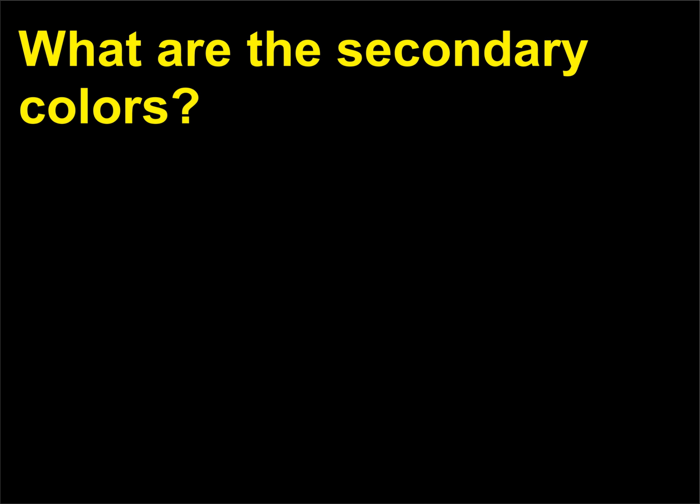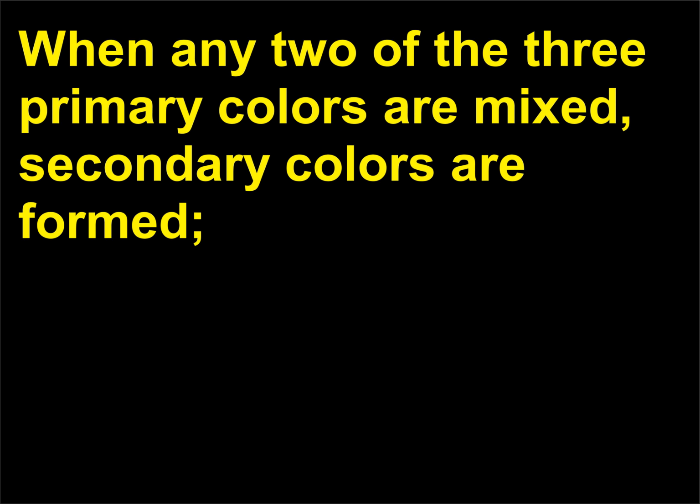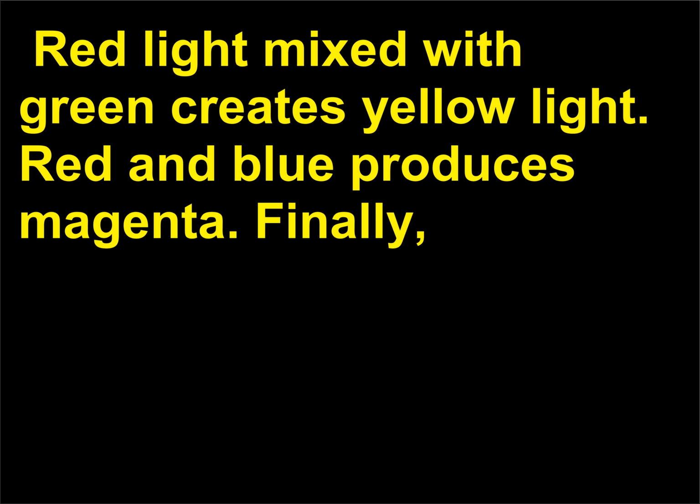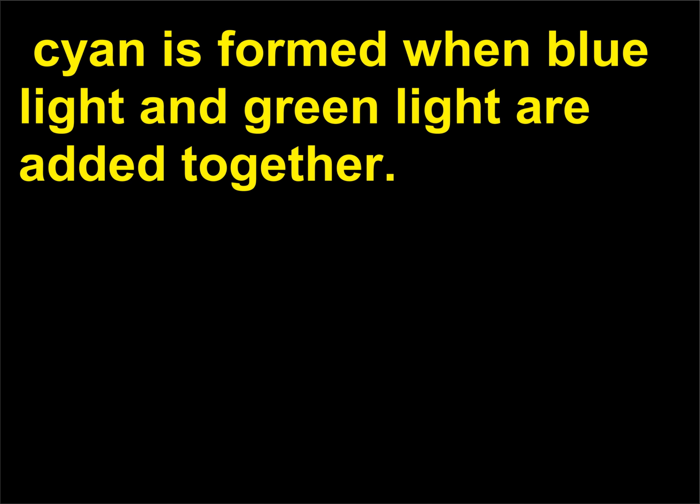What are the secondary colors? When any two of the three primary colors are mixed, secondary colors are formed. They are called secondary because they are byproducts of the primary red, green, and blue colors. Red light mixed with green creates yellow light. Red and blue produces magenta. Finally, cyan is formed when blue light and green light are added together.